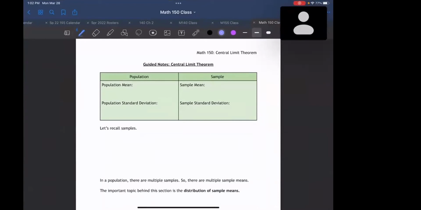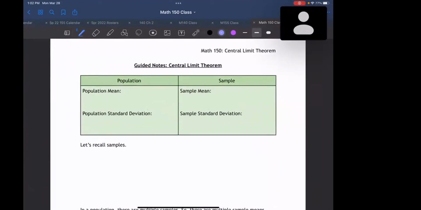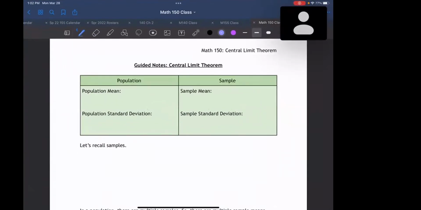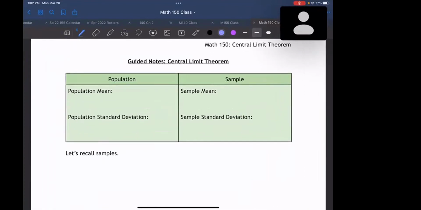So, new set of guided notes. We're going to be talking about probably the most important topic in statistics. I think if you ask any statistician or someone who does accounting, things like that, or anyone who deals with statistics, they will tell you that the most important topic in statistics is this thing called the central limit theorem.